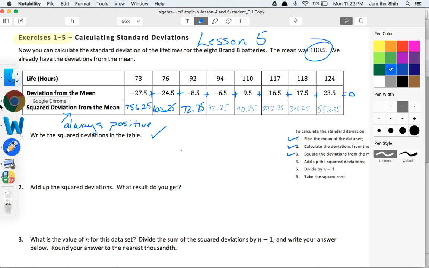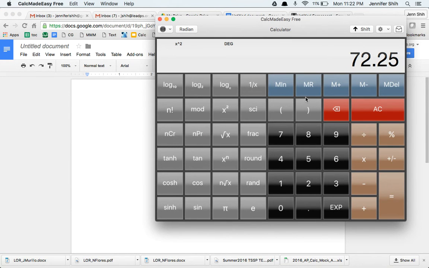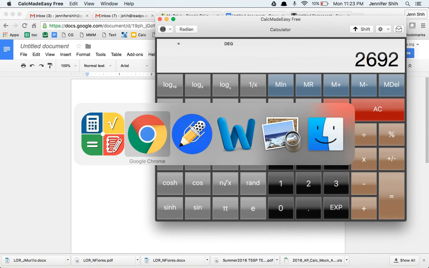Now let's add these all up. Okay. So, we're going to do 756.25 plus 600.25 plus 72.25 plus 42.25 plus 90.25 plus 272.25 plus 306.25 plus 552.25. Enter. 2692. Okay.